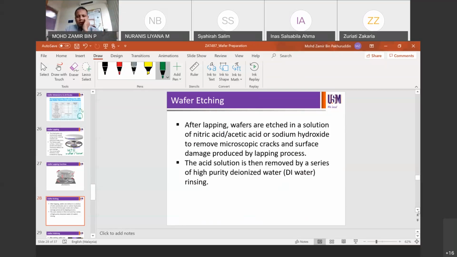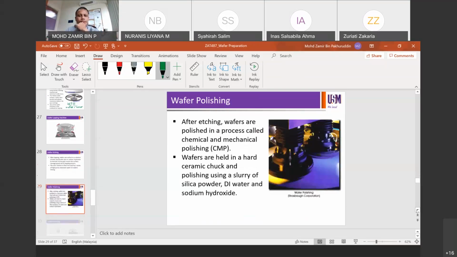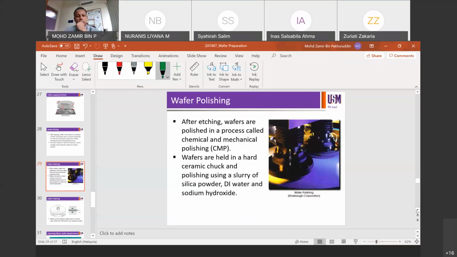Okay. So the acid solution is then removed by a series of high purity DI water rinses. After you've done with the etching process, the wafers are going to be rinsed a couple of times in order to make sure residues are completely removed. Then we'll go for the polishing process. It's called CMP, chemical mechanical polishing.